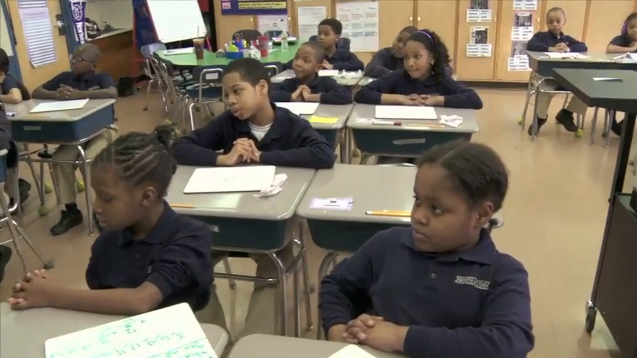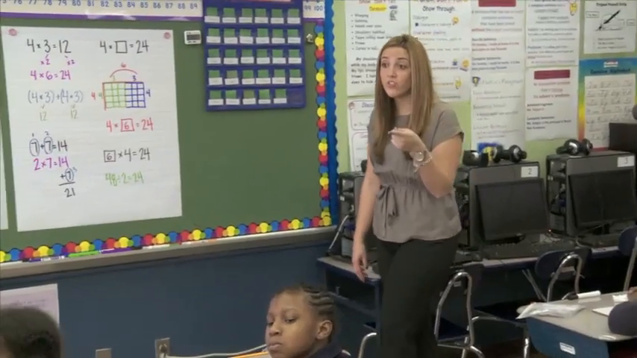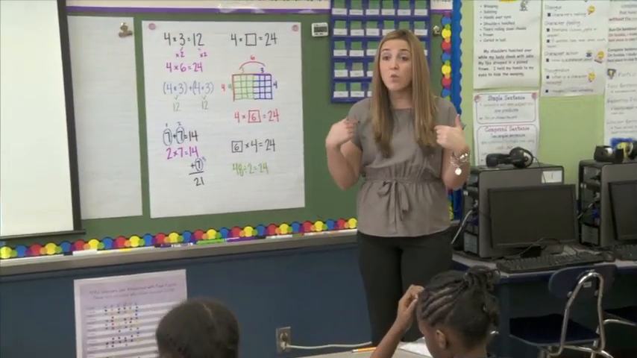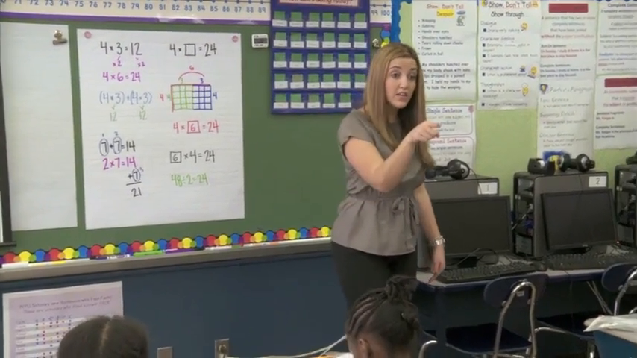What was one of the factors that I did know, Peace? One of the factors that you did know was 4. Was 4. So Peace is saying that if I know one of the factors is 4, then that 4 needs to be in my number sentence. Samir, can you build on that thought?